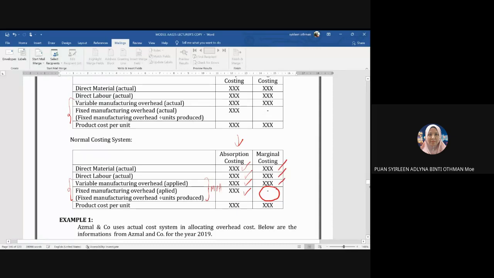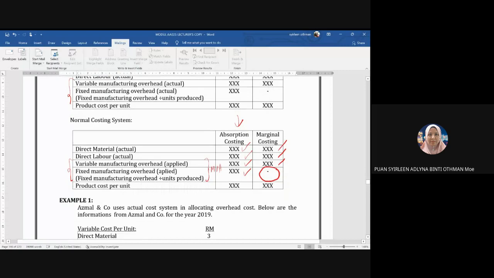Whereas the fixed dia tak kira dekat cost per unit. Bukan dia tak kira langsung dalam production, dia tak kira dalam cost per unit. Tapi nanti kita akan masukkan ke dalam statement di ruangan fixed cost, which is in your period cost. So kita still ambil kira, cuma bila keadaan dia diambil kira tu berbeza lah between absorption costing and the marginal costing. Okay, alright, we look at example 1.